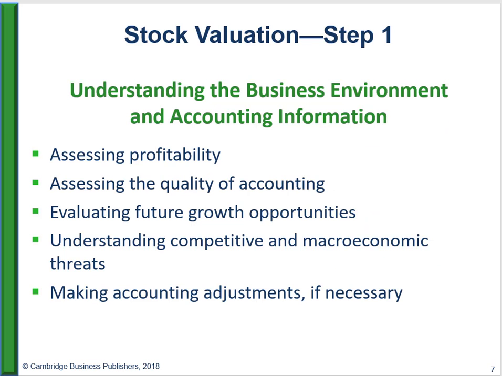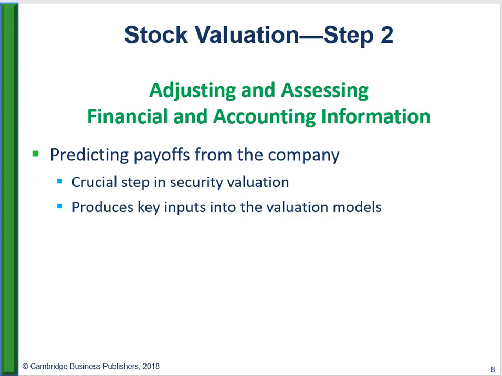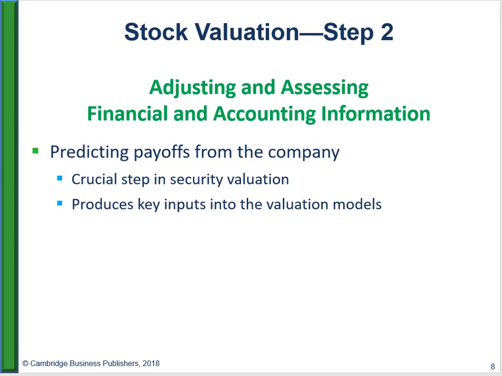Our authors unpack each of those steps here in the next few slides. Step number 1, understand the business environment and accounting information. Again, we're assessing profitability, quality of earnings, growth opportunities, competitive and macro threats. I mentioned specifically SWOT analysis, Porter's 5 forces. That should all sound familiar. Step number 2 was to adjust and assess the financial and accounting information. So we need to adjust that in a way that helps us predict the payoffs from the company. So this is obviously a crucial step and gives us the key inputs into our valuation models that we're going to be looking at here.